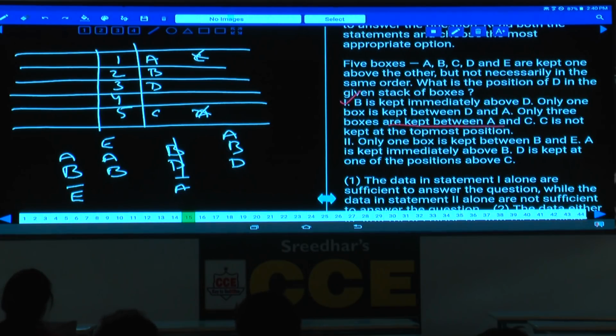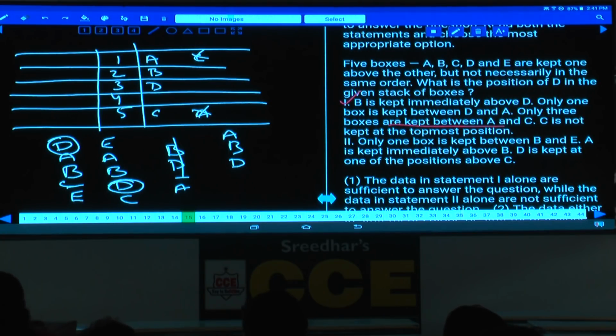And D is kept at one of the positions above C. Now D and C can be here, or D is immediately above C. So many possibilities we are having here. D can be at the first place or D can be at the fourth place. As there are two answers to this one, 2 alone is not sufficient. Then we can go for 1 alone. That is choice 1. Done with this. This is about question number 15, choice 1.